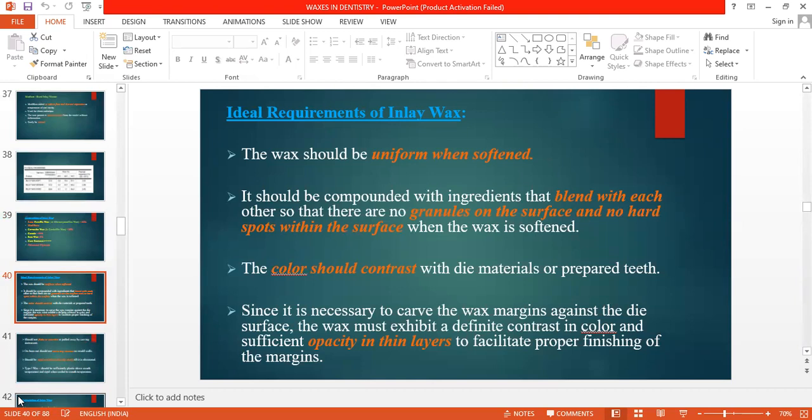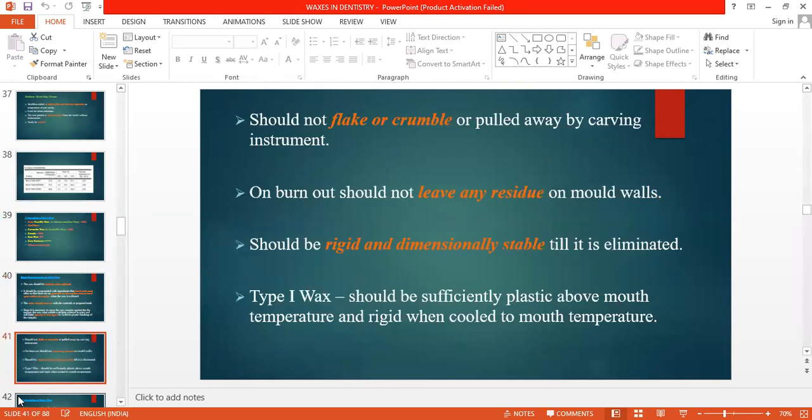The wax should be uniform when it is softened and should be compounded with ingredients that blend with each other, so that there are no granules on the surface and no hard spots within the surface when the wax is softened. Also, the color should contrast with the die materials or the prepared tooth. And it should be opaque in thin layers to facilitate the proper finishing of the margins.